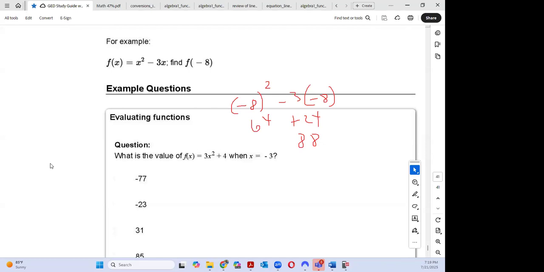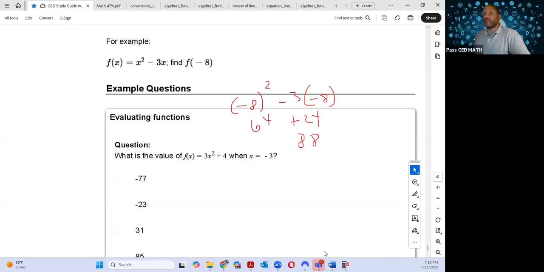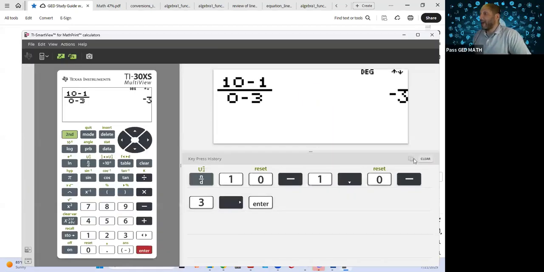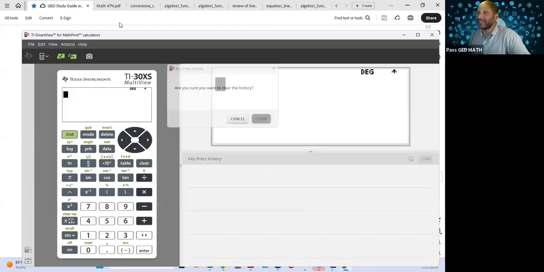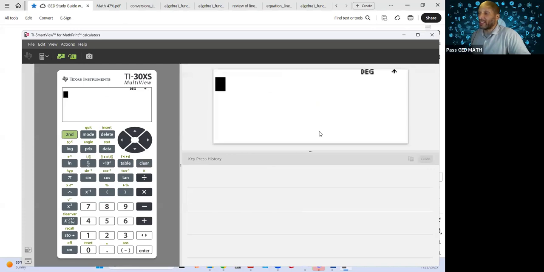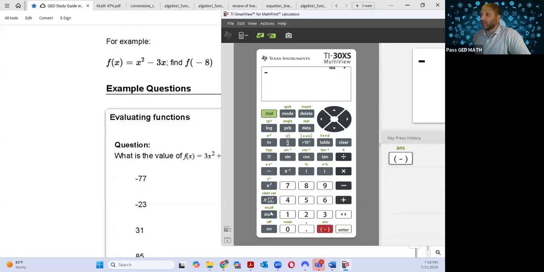But what you should have recognized, you said, hold on, Mr. Tinsley, you showed me how to do this on the calculator. I'm not going to waste my time on a problem like this because I know how to do it. I know how to store x is minus 8. Minus 8, store x. Enter. I know how to type that in. X squared minus 3x. I'm done.